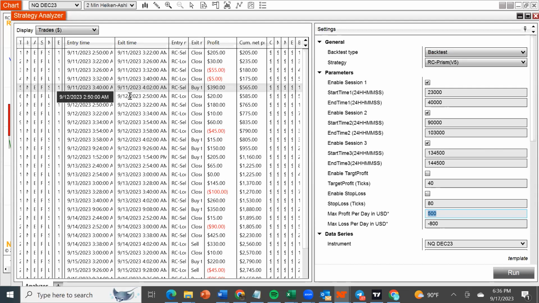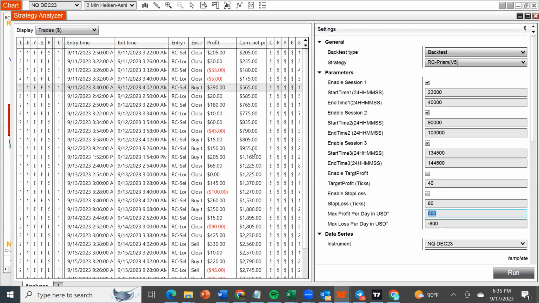Then 9/12 started, and again it started at 2:42. Even though the session starts at 2:30, it is waiting for a good signal, and it got a good signal at 2:42 a.m. It made $20. Then from 2:50 to 3:22, another $180. Then 3:22 to 3:34, another $10, another $60. Then there was a loss of 45. The last day's close was 565, so from 565 it should cross 565 plus 500, that is 1065. Then it will stop for the day.